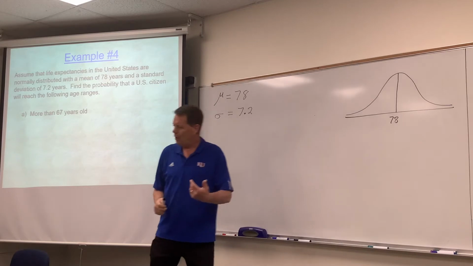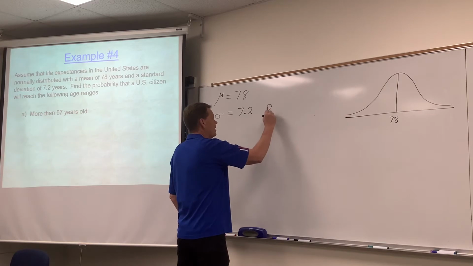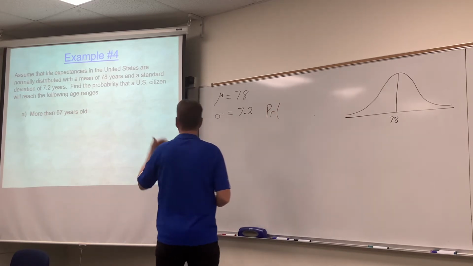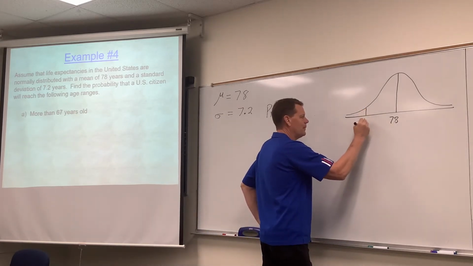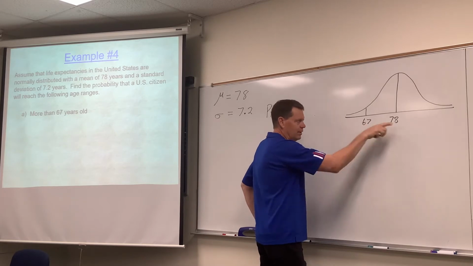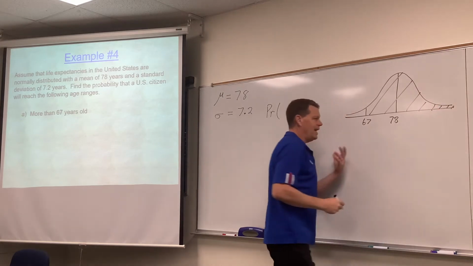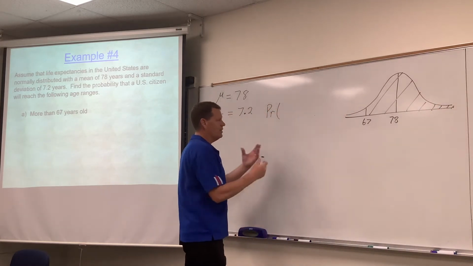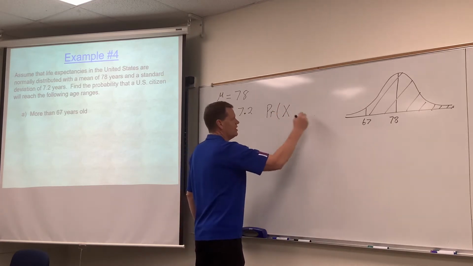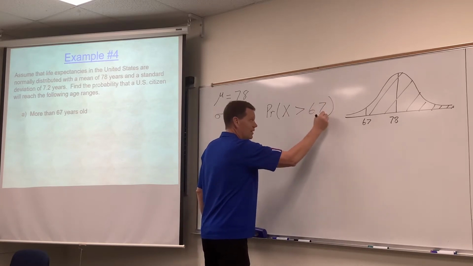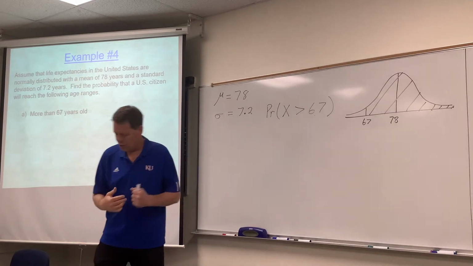the middle. So in part A, they want us to find the probability that a randomly selected U.S. citizen would live to be more than 67 years old. Well, first of all, 67 would be below the mean. And when we say more than 67, we're talking about to the right of. So this would be the picture of that particular area, and that's the probability we're looking for. So the variable is life expectancy, and more than 67 would translate into greater than 67. So there would be our general normal setup with the picture and everything.